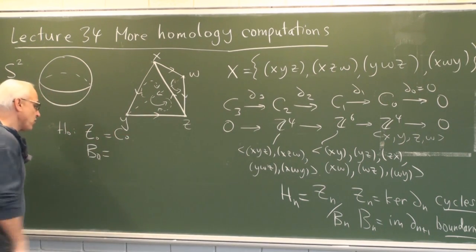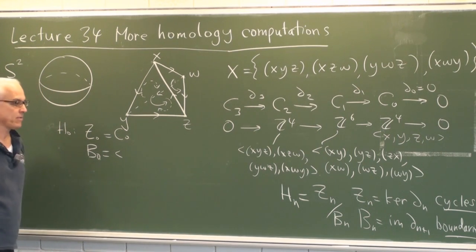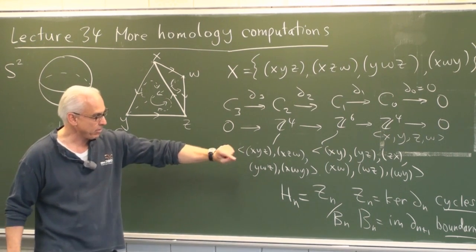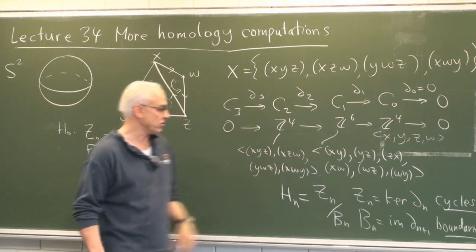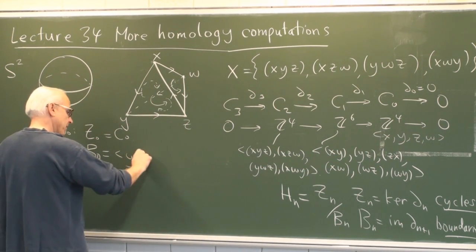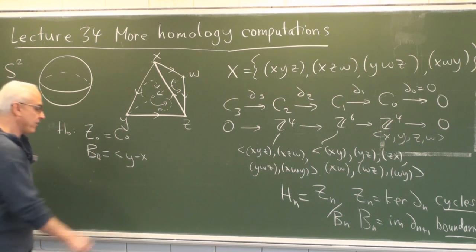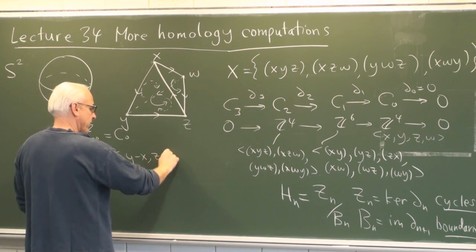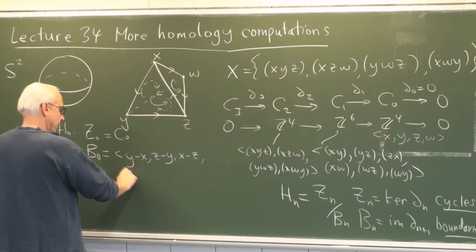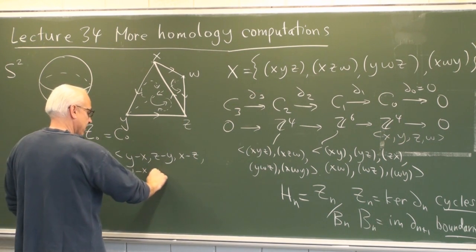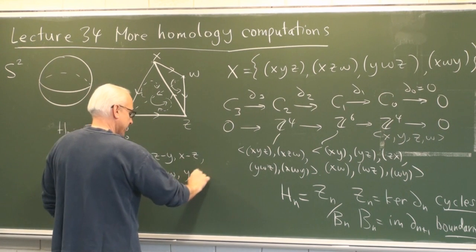Well, so that's going to be the span of what? What are the various boundaries? Remember, to take the boundary of an edge oriented xy, we just take the final minus initial. So the first edge has boundary y minus x, and then we get z minus y, and then x minus z, and then w minus x, and then z minus w, and then y minus w.